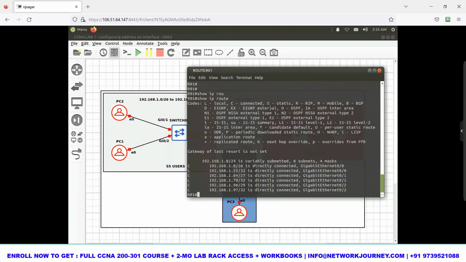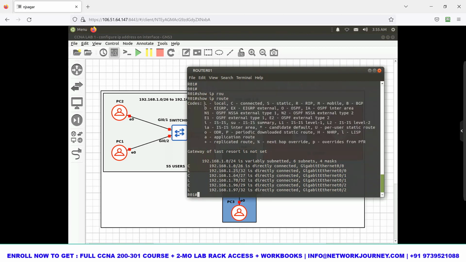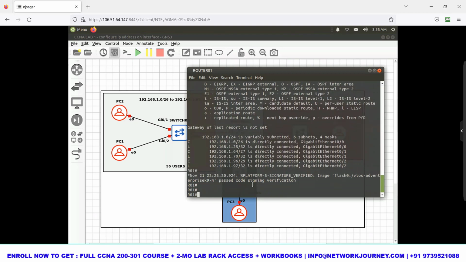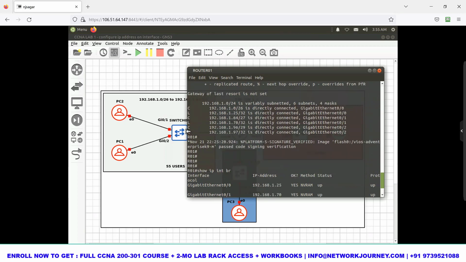When you run show ip route, you get this output. There is certain information that they have provided. It says code. If you see L, that means they are locally originated routes. That means 1.25 is an interface on this router, 1.70 is an interface on this router, and 1.97 is an interface on this router. How do I check? I can just use show ip int brief. See, 25, 70, 97. They are locally originated routes.